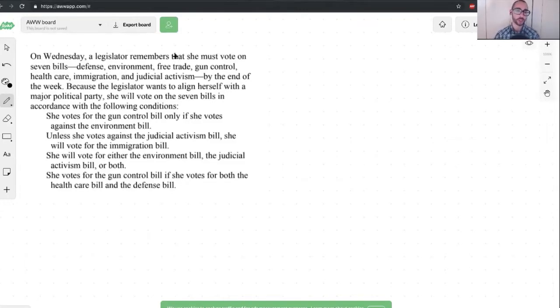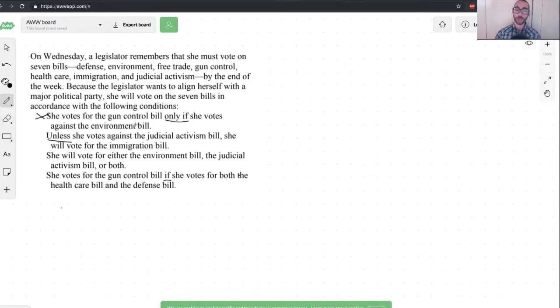This is the in-out conditional game where we have 7 variables, D, E, F, G, H, I, J, and lots of conditionals. The indicators are only if, we have if here, we have unless here, and we have either E, J, or both, which is not overtly or not clearly a conditional indicator at first, but as you'll come to see, it actually is. Now, the first rule is a positive for gun control only if against environmental.